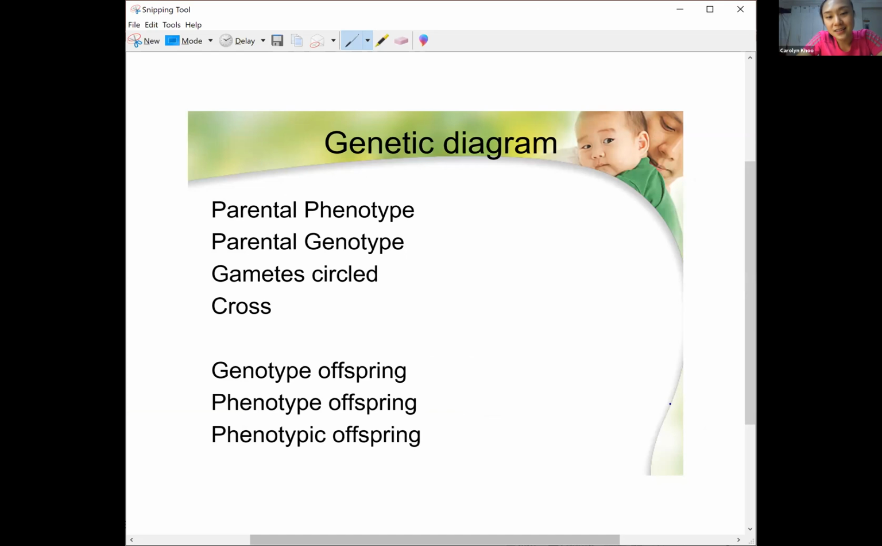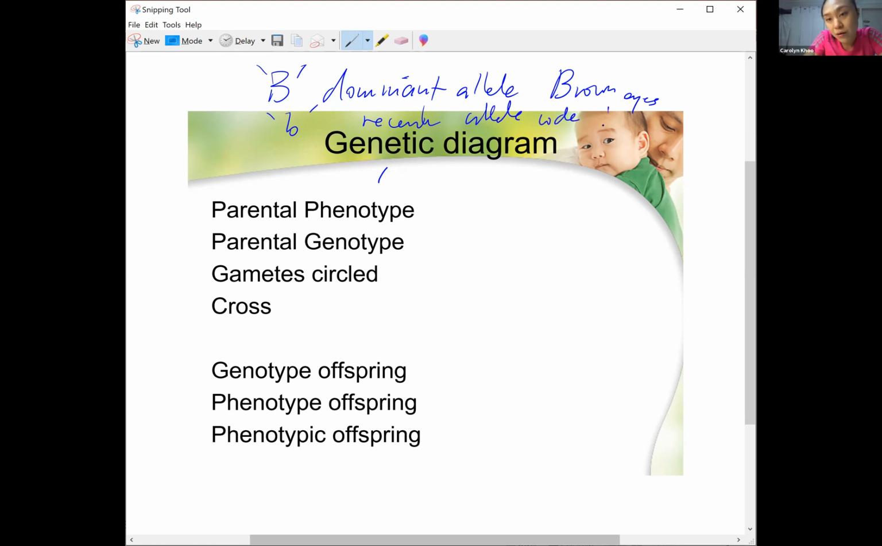Let the allele for big B be dominant, the dominant allele for, let's say, brown eyes. Let the small b be the recessive allele, and therefore, it will code for, let's say, blue eyes. I have both brown-eyed parents. How do I even get a blue-eyed child?